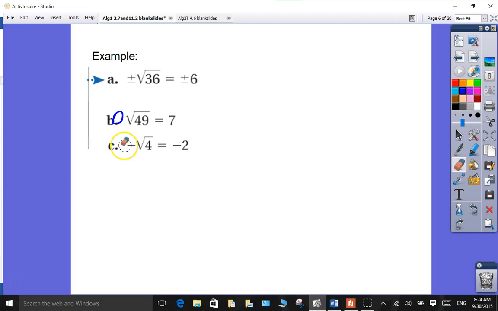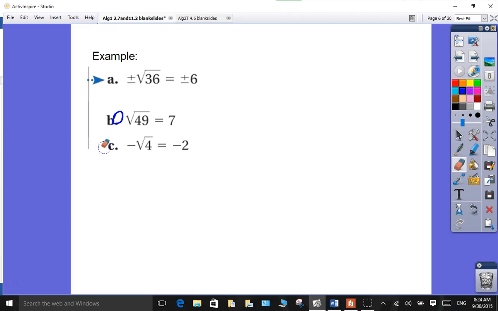On letter C, there's a negative in front. So they're telling you to put the negative. Or in your mind, you could just leave that negative in front, take the square root of 4, and you would say positive 2, and then stick a negative in front of it. Right? That's why this is actually negative 2, because there was a negative in front.